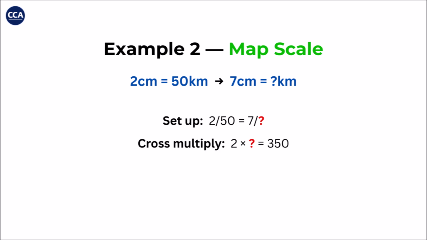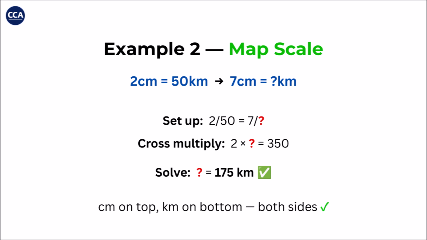Step 2. Cross multiply. 2 multiplied by question mark equals 50 multiplied by 7. 2 multiplied by question mark equals 350. Step 3. Solve. Question mark equals 350 divided by 2, which equals 175 kilometers. The road is 175 kilometers long in real life.